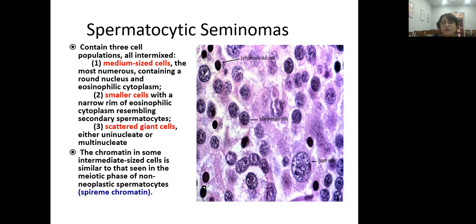So spermatocytic seminoma has three types of cells. The chromatin in the intermediate sized cells is described as a spireme type of chromatin, which is seen in the meiotic phase of non-neoplastic spermatocytes. Just remember that the chromatin inside the nucleus has been given a specific name, known as the spireme type of chromatin.